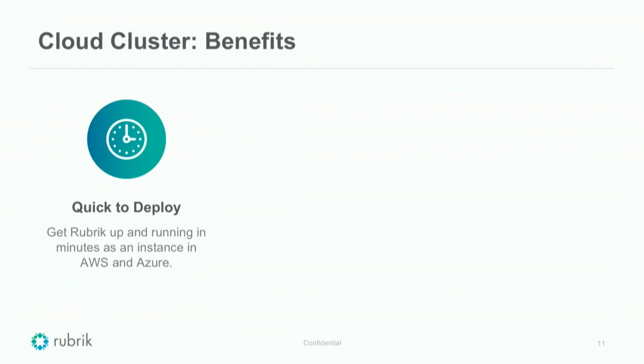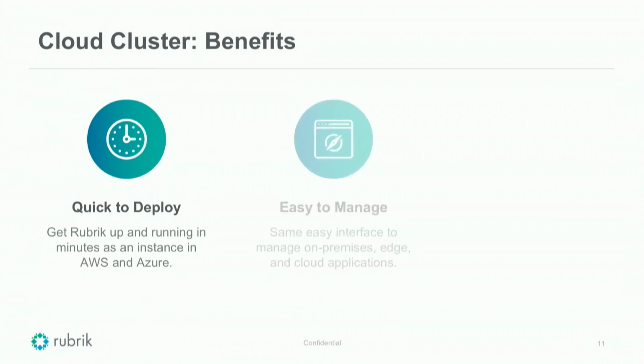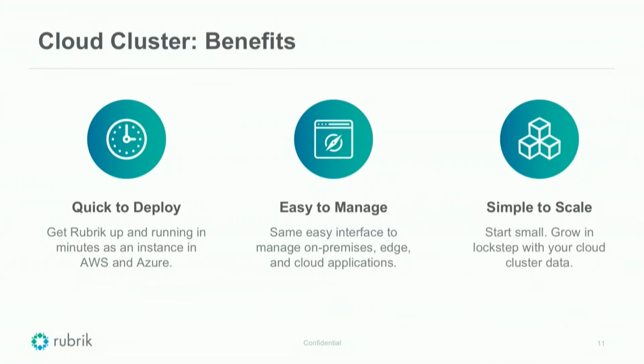So I wanted to show you, it's really quick to deploy. It's really simple, okay? It's easy to manage. It's the same interface that you see on premises. It's the same interface you see for ROBO, or Edge. And it's the same interface that you're going to be seeing in AWS and Azure, and it's simple to scale. So as I need to, I can just continue to add more and more instances, okay? No problem. They let me do it, so it can't be that hard, right?